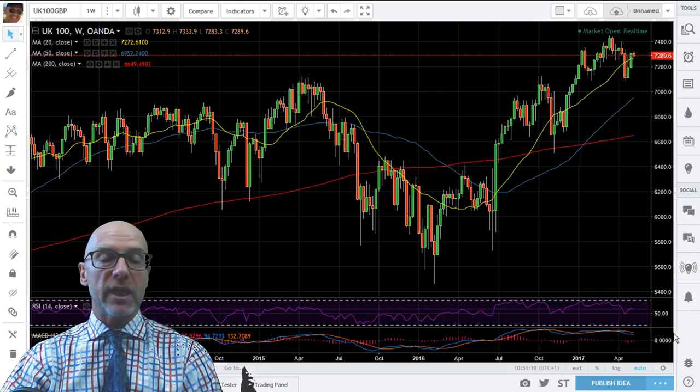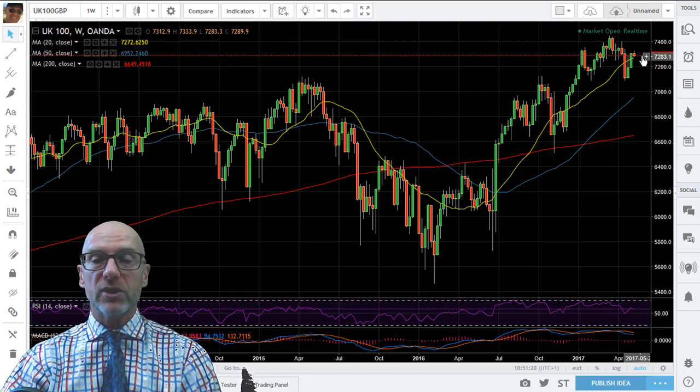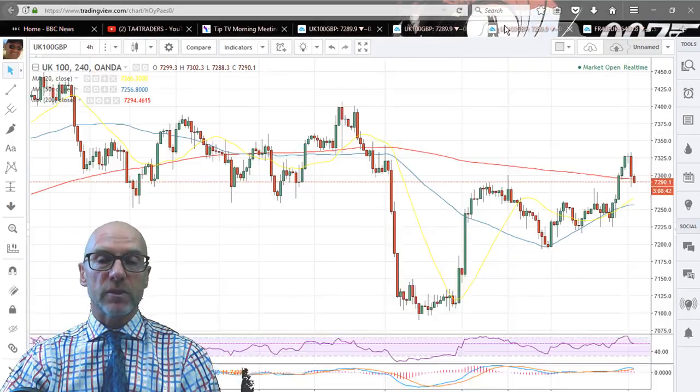Here the RSI is still above 50, although in a slight downtrend. Again, slight warning, but nothing major. The MACD has also rolled over, slight warning. So slight warning signs on the weekly, but nothing to get really worried about at this juncture.